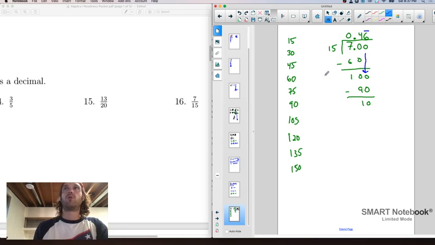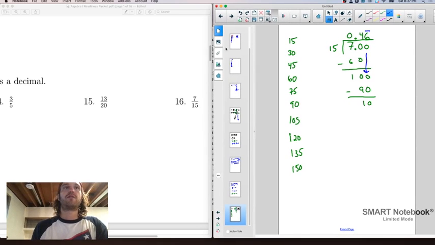Long division. Whoa, super fun. All right, that's it for page 1.